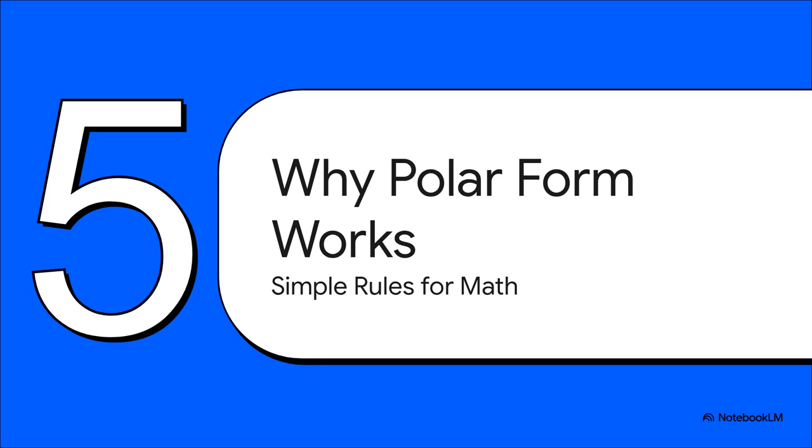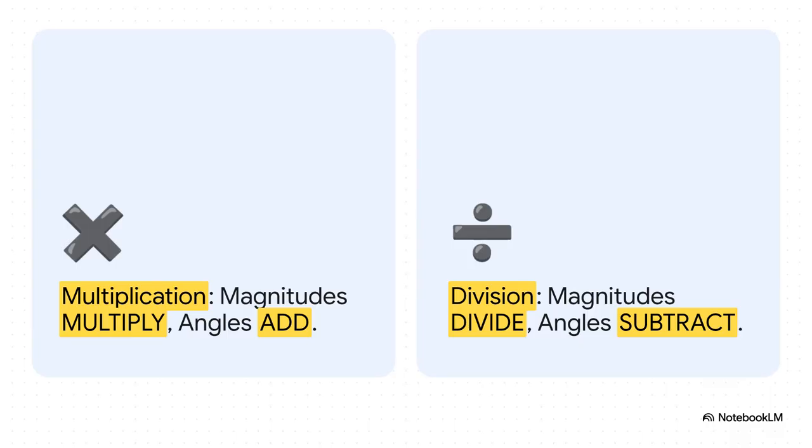So you might be thinking, okay, that's really cool, but why does this polar form, this way of thinking in terms of distance and angle, work so perfectly? What's the big secret? Well, the absolute beauty of polar form is that it makes multiplication and division ridiculously simple. To multiply 2 complex numbers, you just multiply their distances and you add their angles. That's it. To divide them, you divide their distances and subtract their angles.